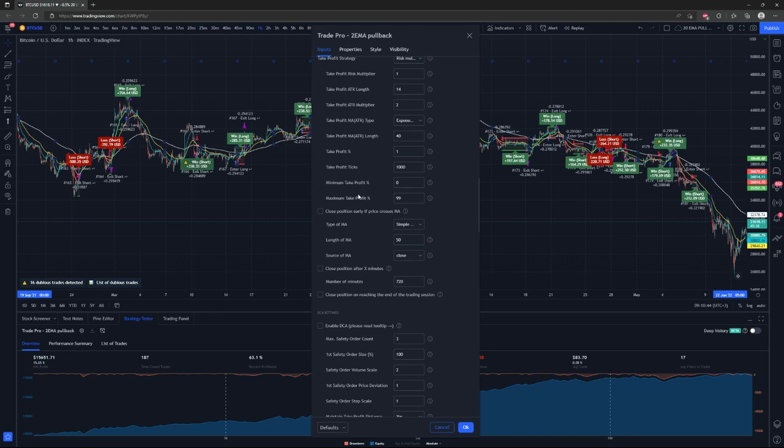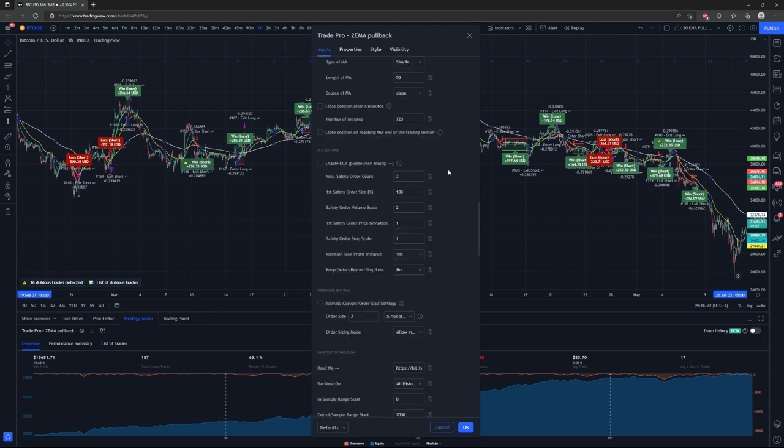Now below that section, we have a few little things here, such as close position early if price crosses a moving average of your choice. You can close the position after a certain number of minutes or close the position on reaching the end of the trading session. Now, one of the last major things here is the ability to enable dollar cost averaging. So instead of entering the entire position at just the 20-period exponential moving average, you can have it dollar cost average if price keeps going against you, and that can all be customized within the settings right here.